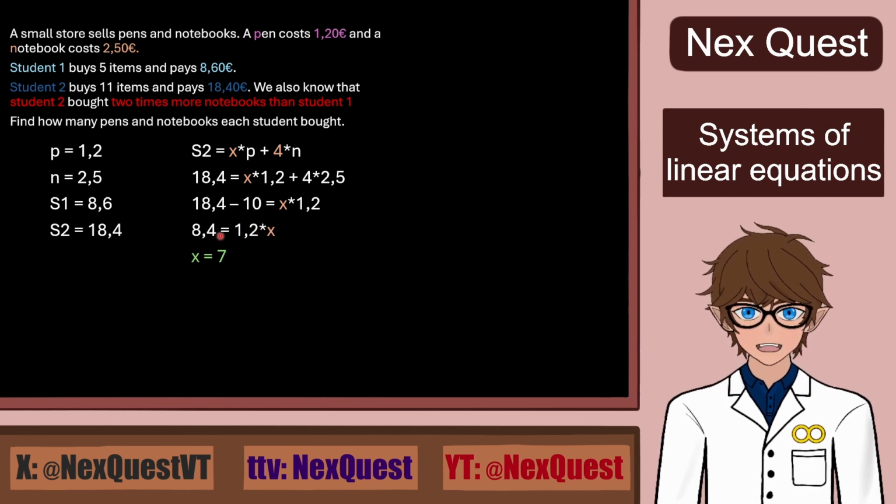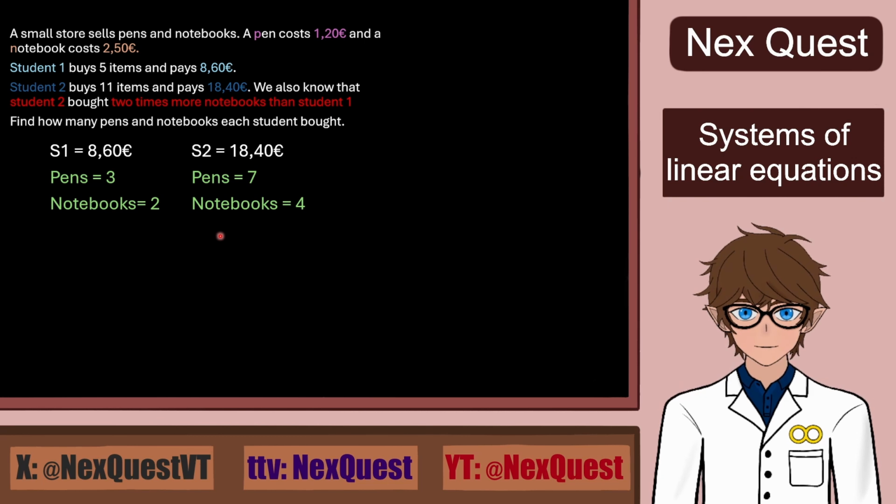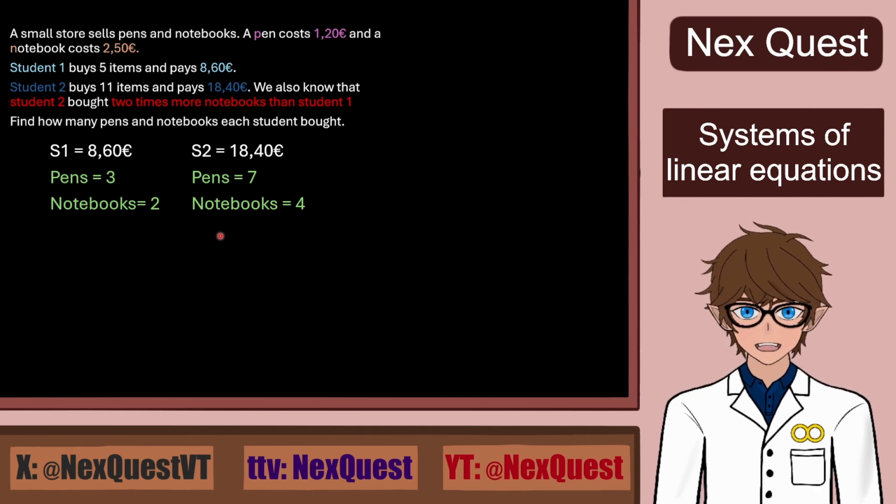So, what does this mean? Student 1 bought 3 pens and 2 notebooks, and student 2 bought 7 pens and 4 notebooks. This is the result, which probably the teachers wanted to get. And this is the end of the mini quiz.